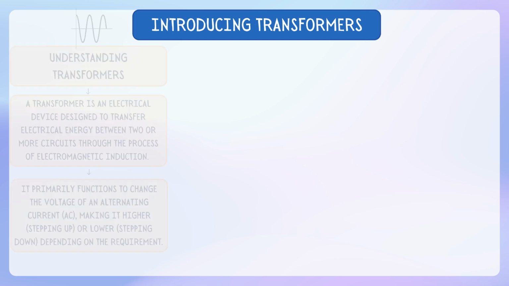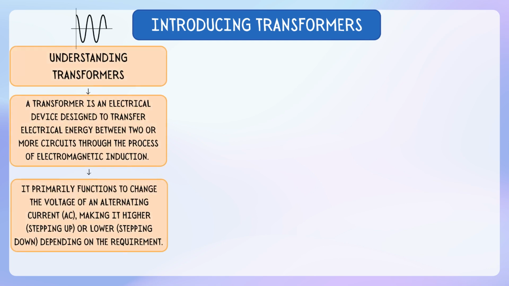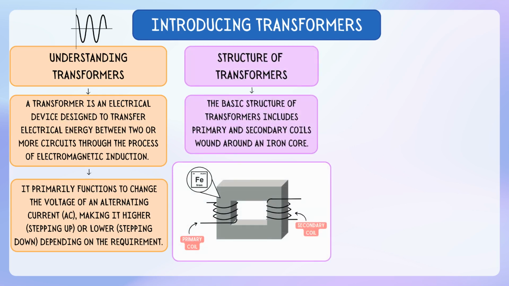To summarize, in today's lesson, we delved into the fundamentals of transformers, focusing on their role in transferring electrical energy between circuits via electromagnetic induction. We explored the basic structure of transformers, which includes primary and secondary coils wound around an iron core, and understood the importance of the iron core in efficiently channeling the magnetic field.